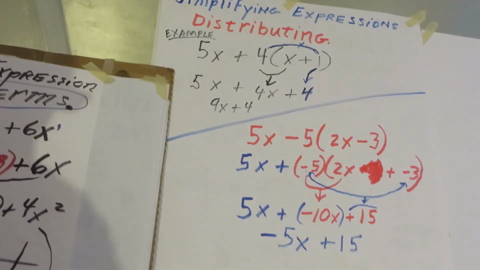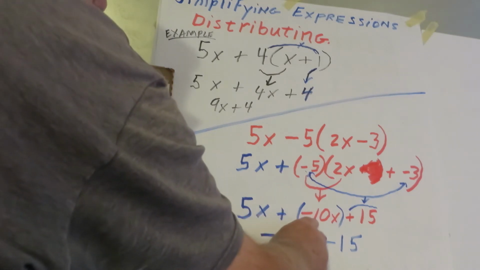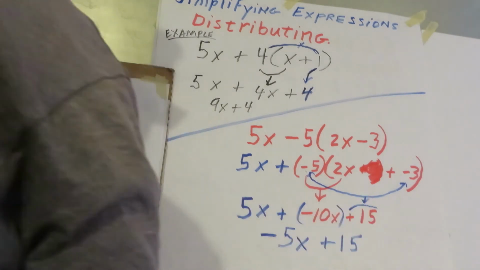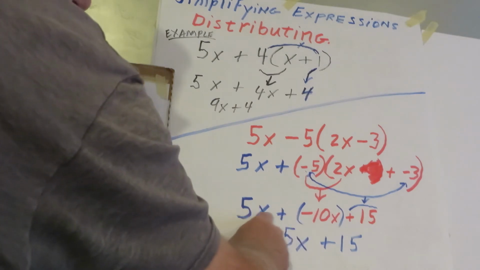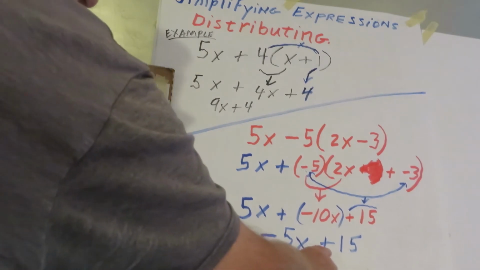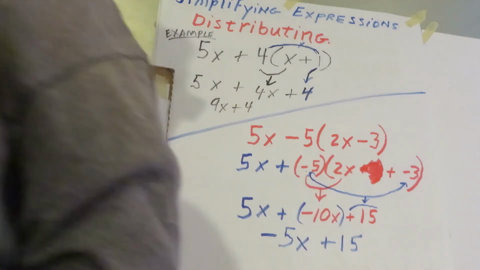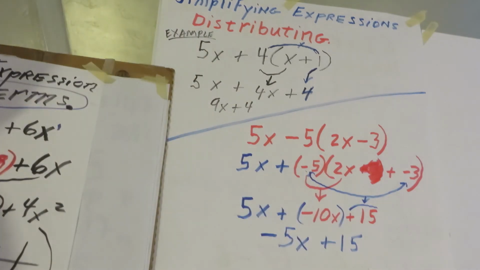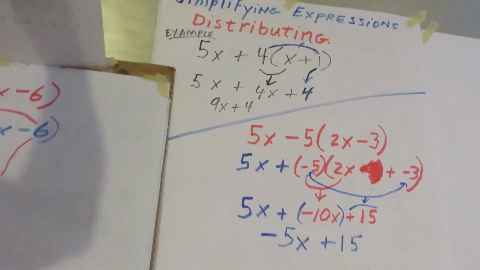So at this point I have 5x plus a negative 10x plus 15, and 5x plus negative 10x is negative 5x plus 15. So again, I distributed the negative. That's important in simplifying algebraic problems. Here's one more example.